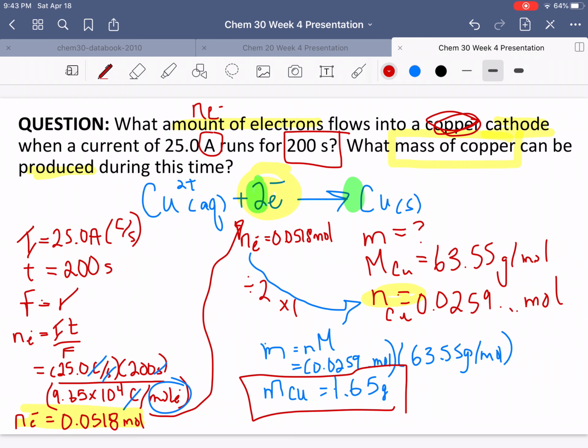The key thing is, though, is a new formula where you can now relate the moles of electrons to the current, to the time as well. And then with stoichiometry and a half reaction, life's good. All right, let's try another question.